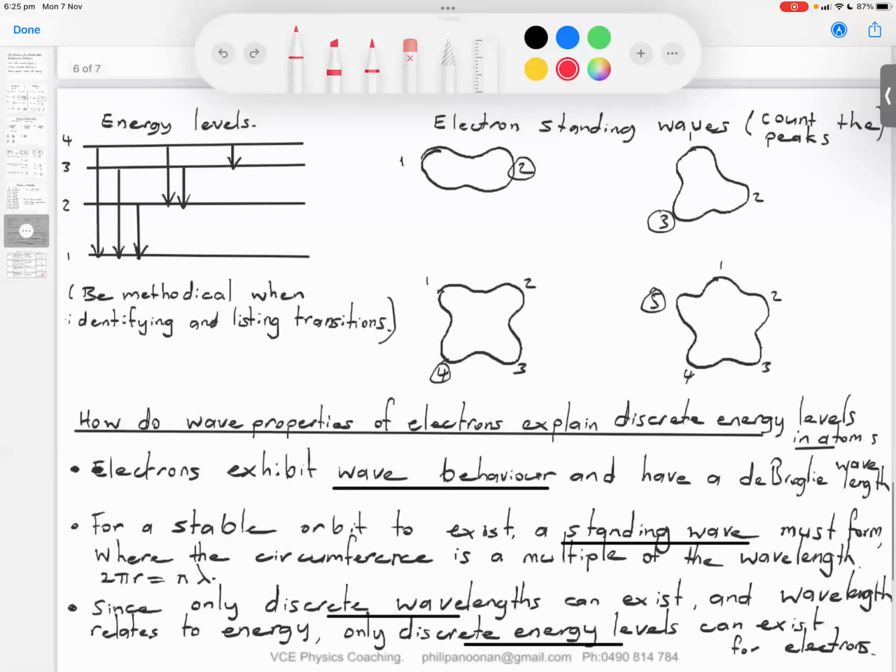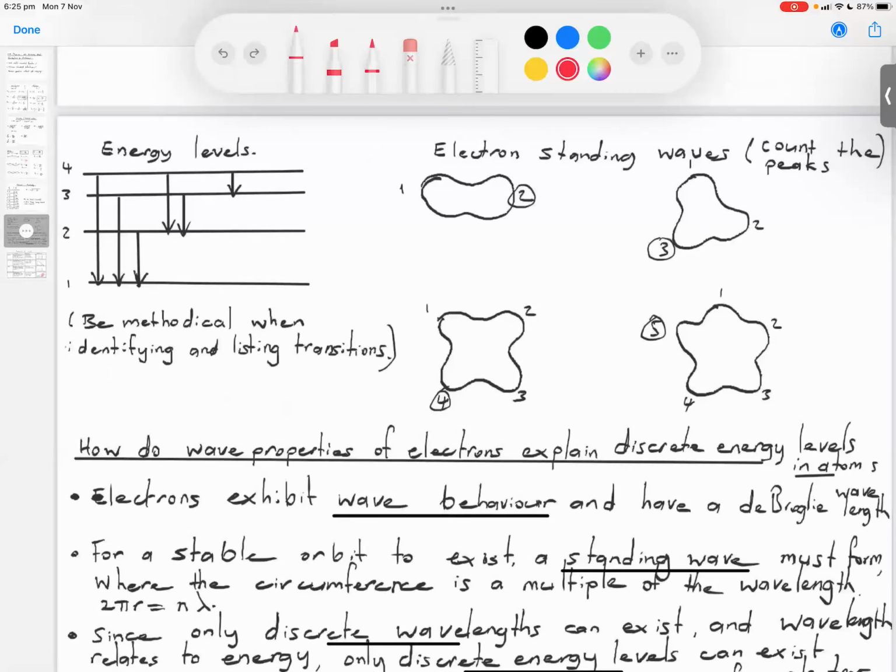Here's some notes regarding energy levels. Once again, it's good practice just to draw transitions. Notice how I've been methodical about the way I draw them. Sometimes we're asked to number or count the number of transitions, so rather than do them randomly, it's good to be methodical.